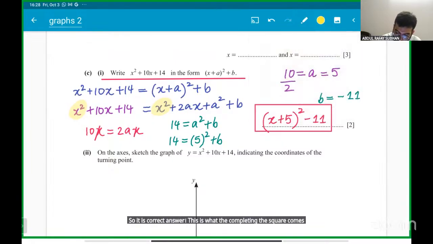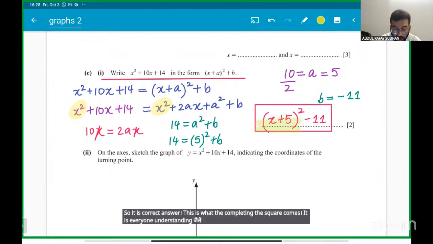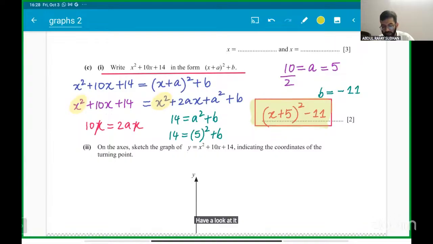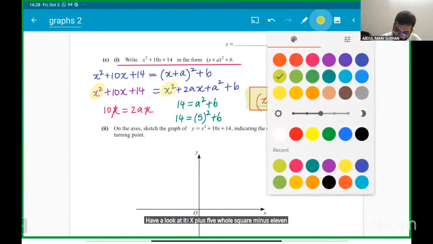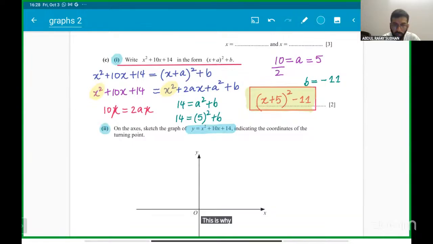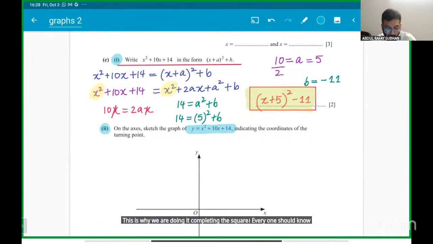Is everyone understanding? This is what completing the square is. Please have a look at it. x plus 5 whole square minus 11 is completing the square. Now, how do you sketch the graph of the same thing? This is why we are doing it. Completing the square, everyone should know. Sketching the graph, part C, part 1, part 2.